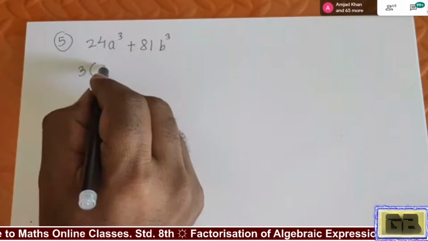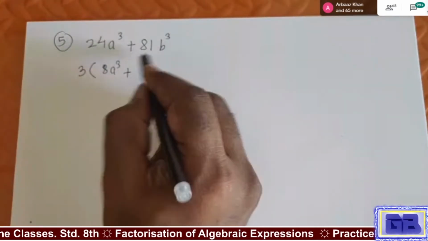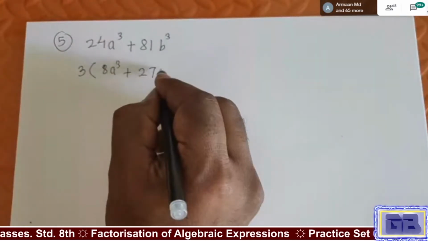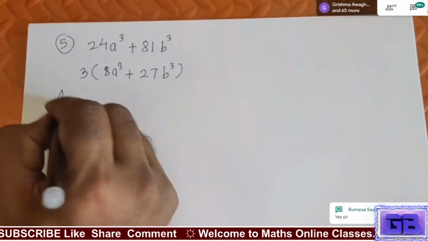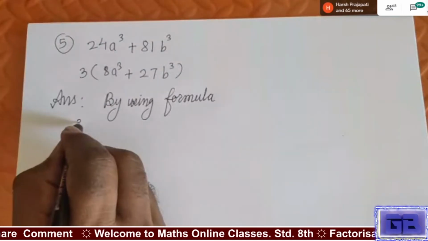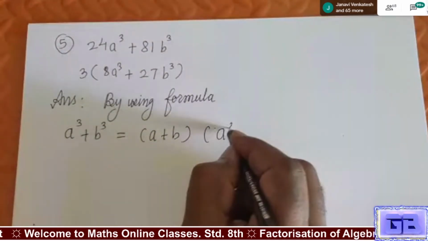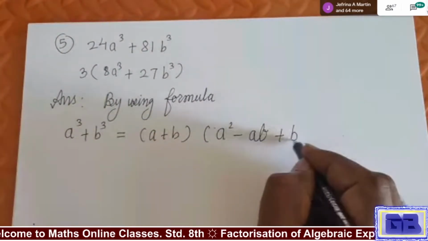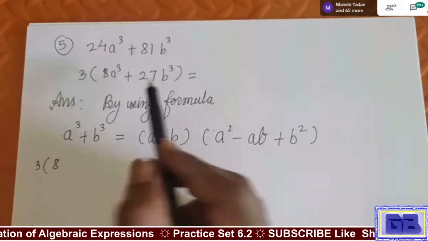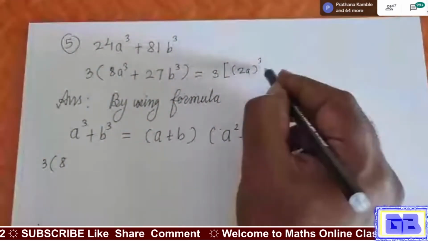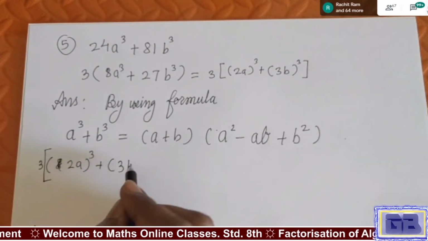3 8s are 24, plus, if we divide 81 by 3, we get 27b cube. 27 3s are 81. Did you understand? Write down the answer by using the formula a cube plus b cube equals, in the first bracket a plus b, in the second bracket a square minus ab plus b square. I'm writing its cube root form here in front. Actually, you should write it in the next line. 8 is the cube of 2, 27 is the cube of 3, so 2a cube plus 3b cube.